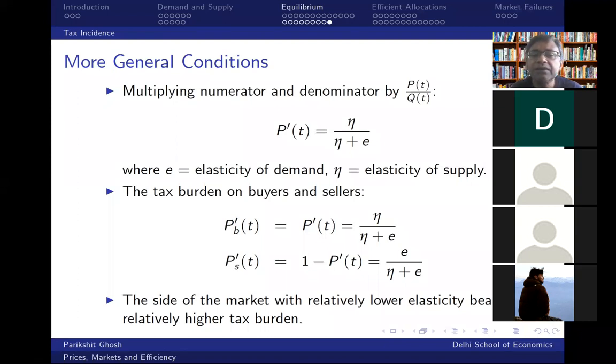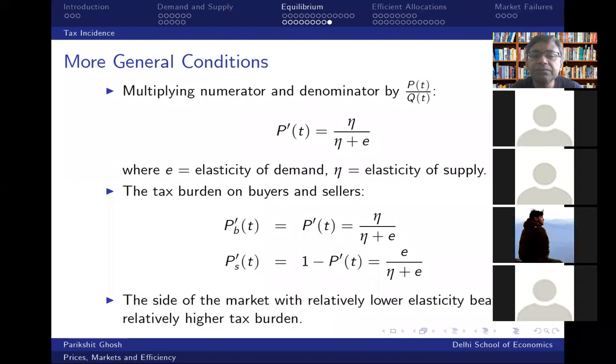One second. Sir? Yes? Sir, I didn't get that. In the starting we assumed that the tax was on sellers, right? Right. So, sir, why is the tax burden on buyers equal to eta upon eta plus E? It should be the tax burden on sellers, right? The P dash T that is given in this slide. That's right. So why is it the burden on buyers, not on sellers?